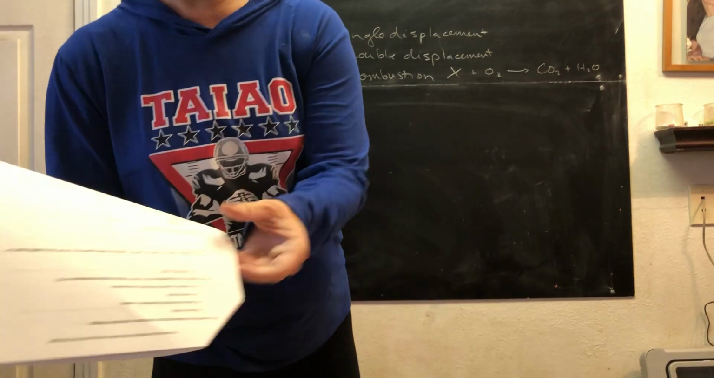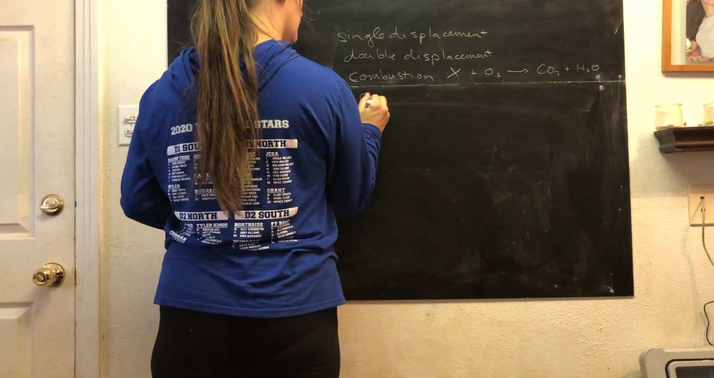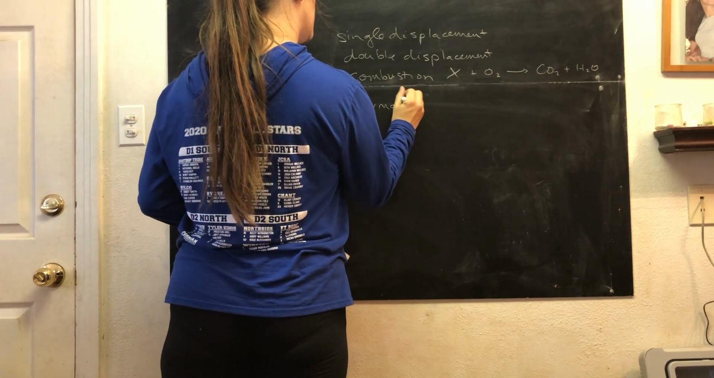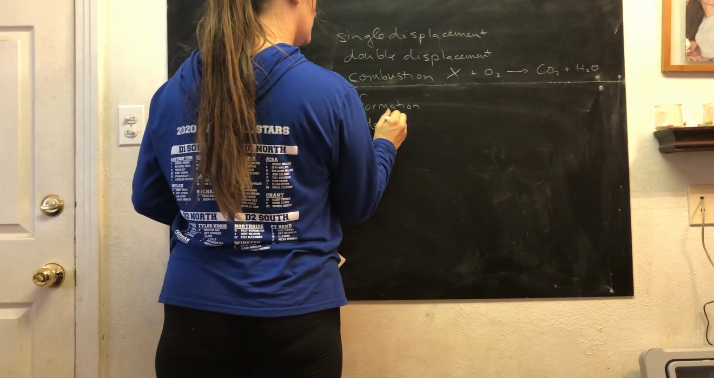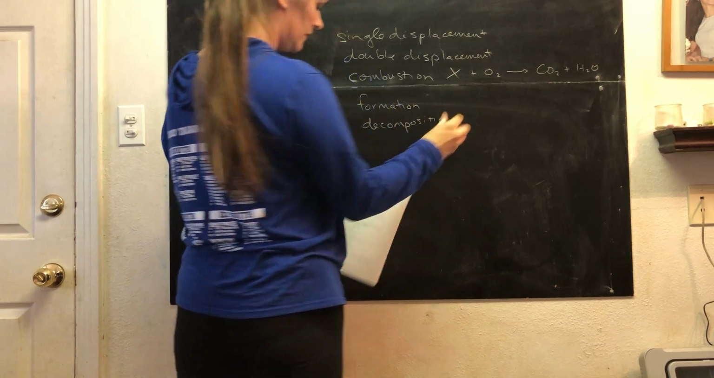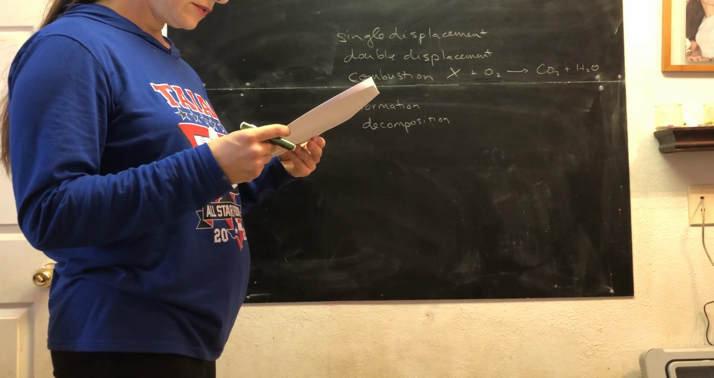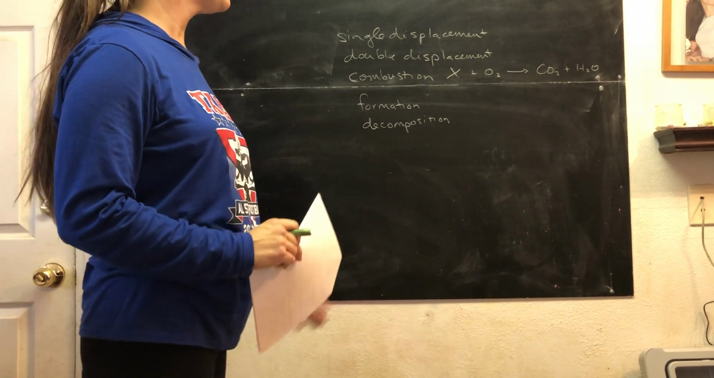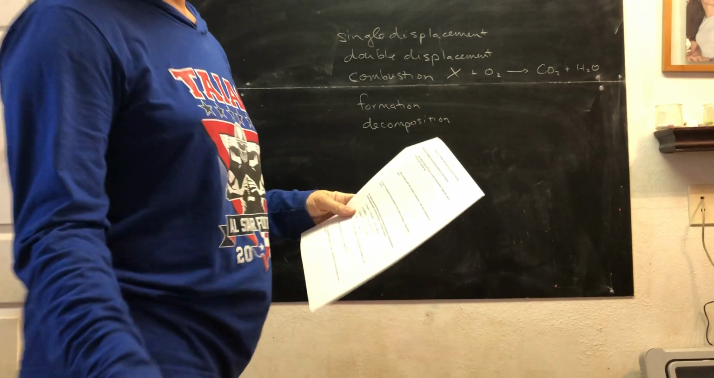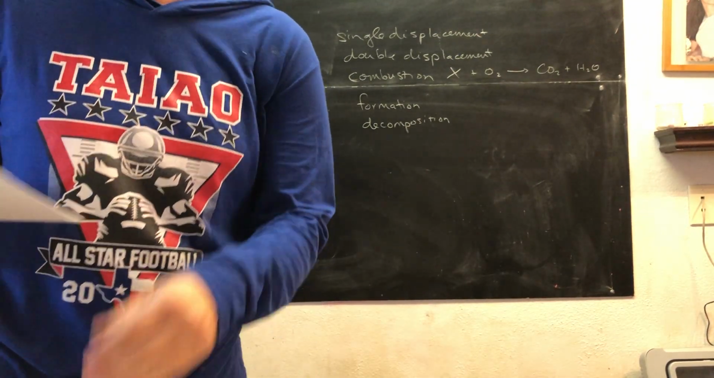What are our other kinds? We've got formation, where something's being formed, decomposition, and all of these sound like exactly what they look like, right? Their titles kind of give away what it is. Formation, decomposition, complete combustion, and incomplete combustion. Okay, and that is all for chapter 6. Stay tuned, chapter 7 is going to be even longer.